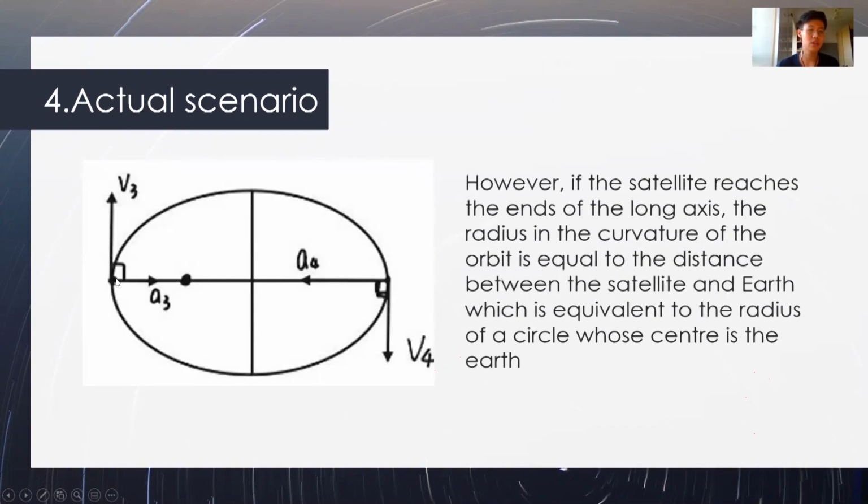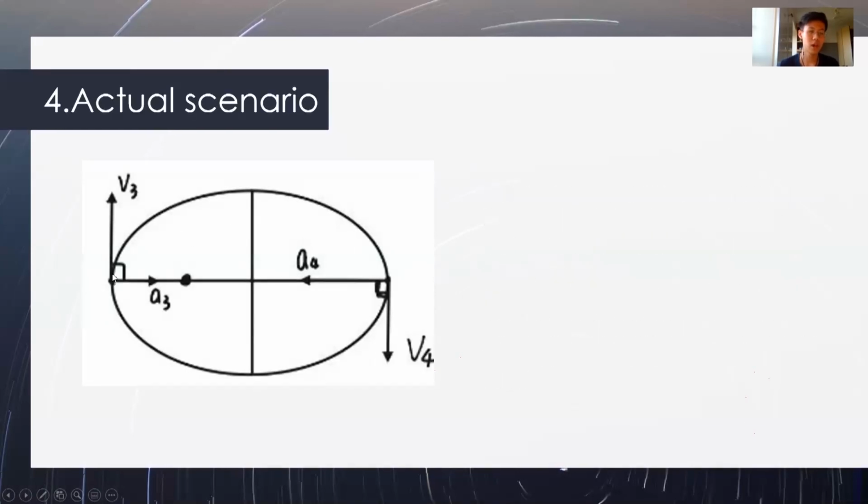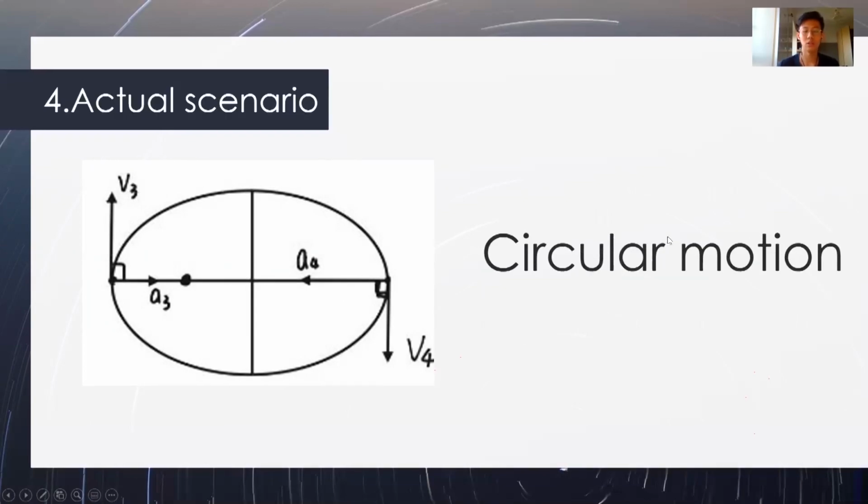And for the satellite which reaches the end of the long axis, the gravitational forces A3 and A4 are vertical to the moving direction, and at this time it cannot be divided into two forces, and it can only change the moving direction, which means that in this situation, the satellite is moving in circular motion.